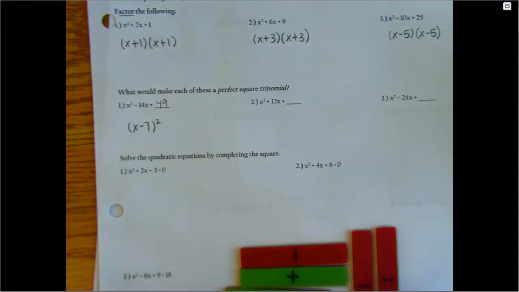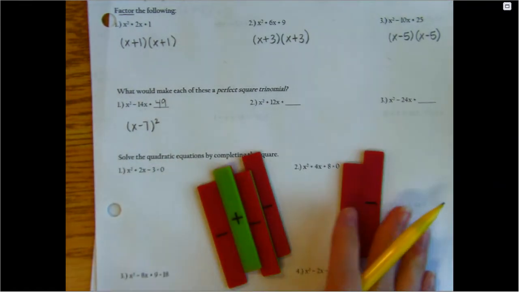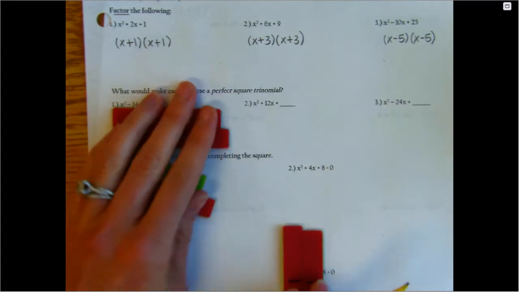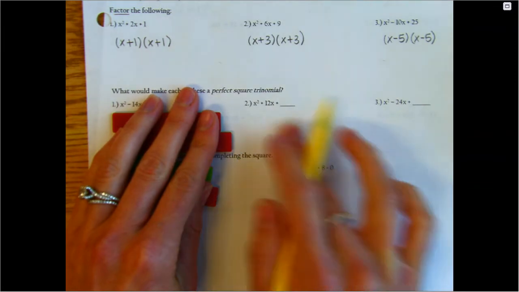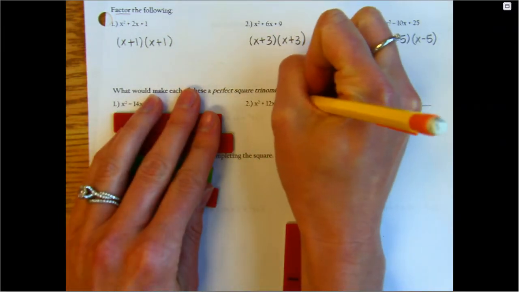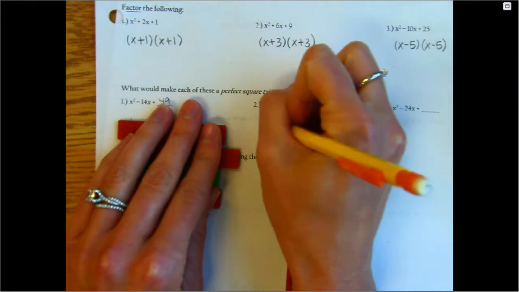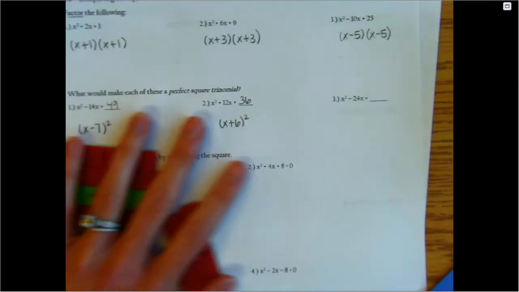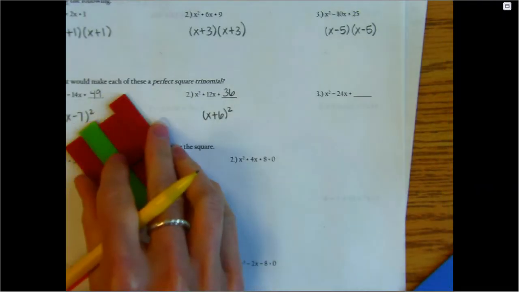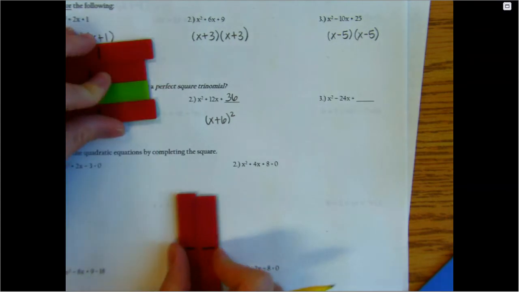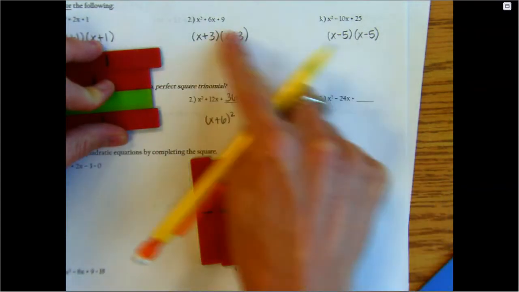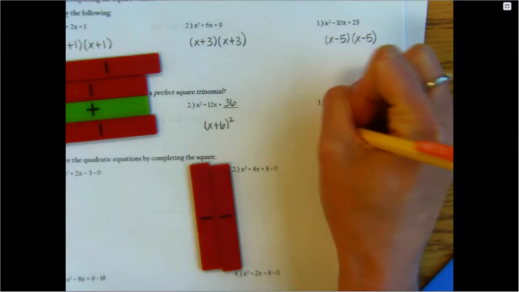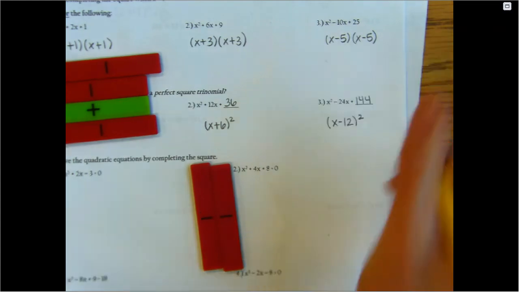Same thing here. Okay, if I've got 12 of these, well, to complete the square, I would put 6 on the top, 6 on the side, and then the area of the square that I would use to complete that, 6 times 6 is 36. So then that factors to x plus 6 squared. This one, if I've got 24 of these, I'd split that up to 12 and 12, and then the area of that square would be 12 times 12, or 144. And then that would be x minus 12, quantity squared.